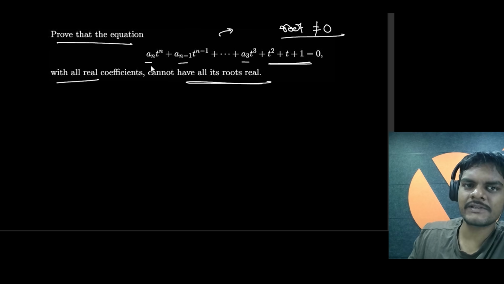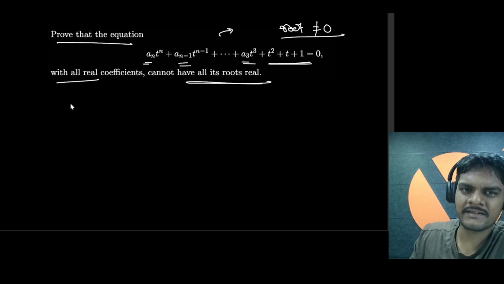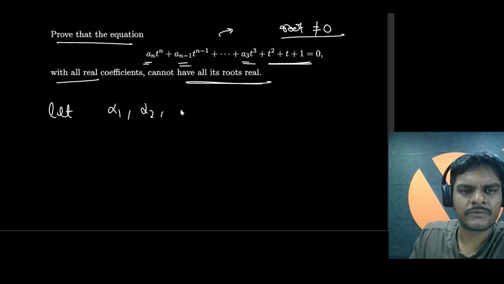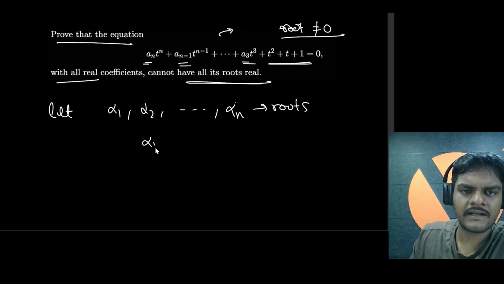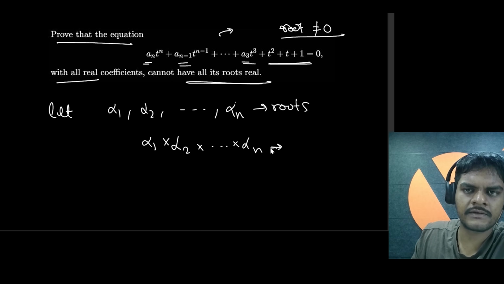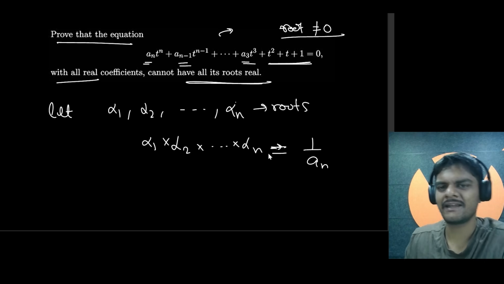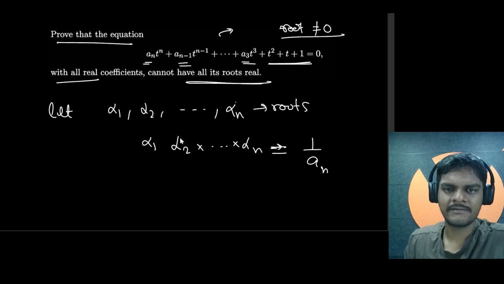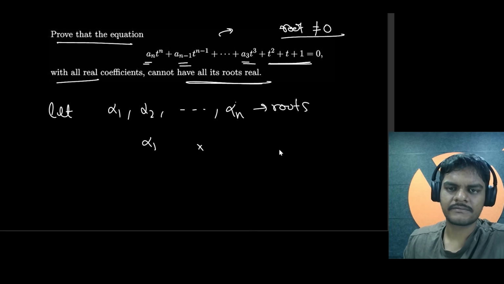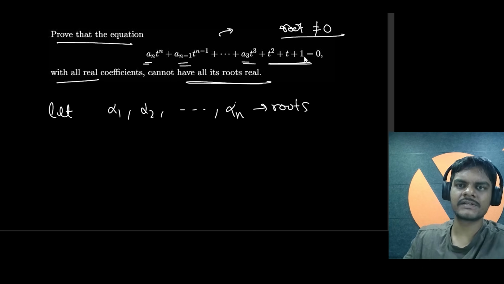All right. First of all, here I cannot talk about anything other than the product. Even if I take the product of the roots, let alpha 1, alpha 2, dot dot dot, alpha n be the roots. Then you see that alpha 1 into alpha 2 into dot dot dot till alpha n should be equal to 1 by an. I don't really like this. The leading coefficient is an and we don't know anything about an. So what can we do better? I want to make the leading coefficient 1.